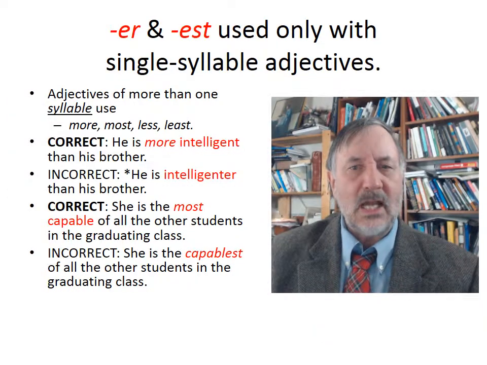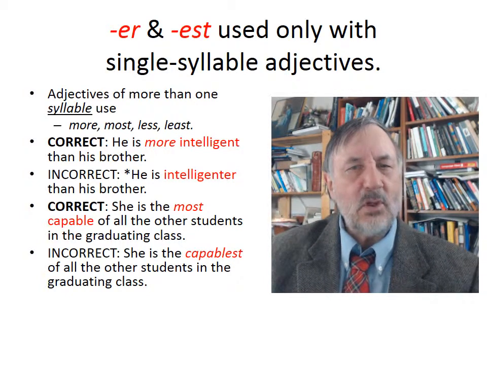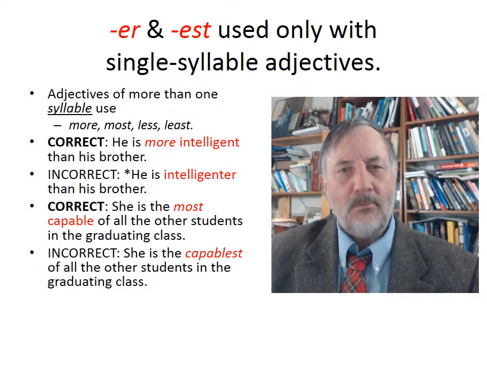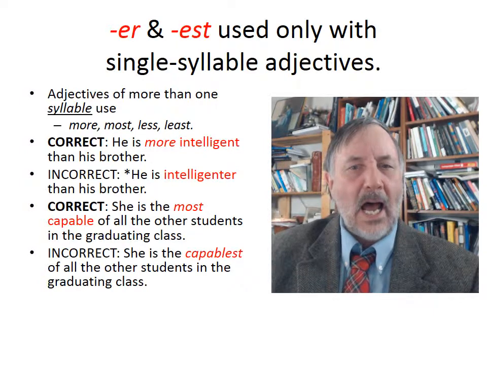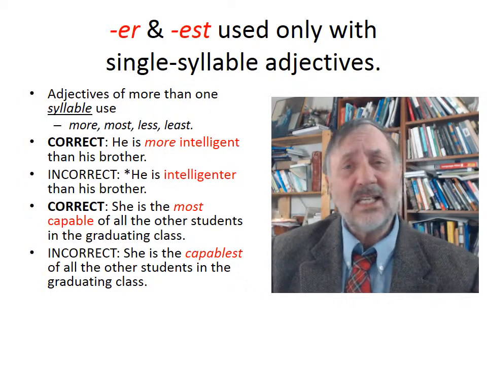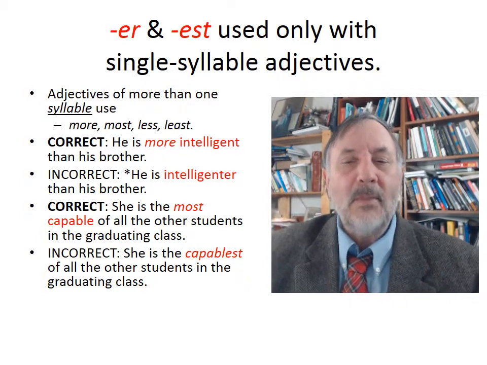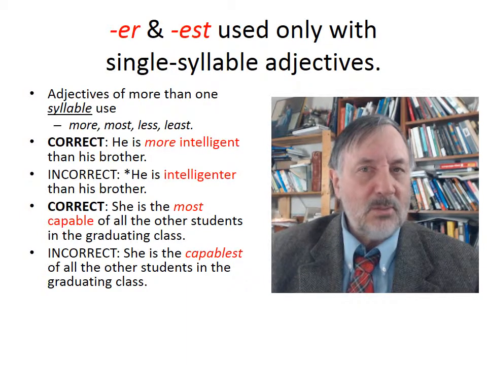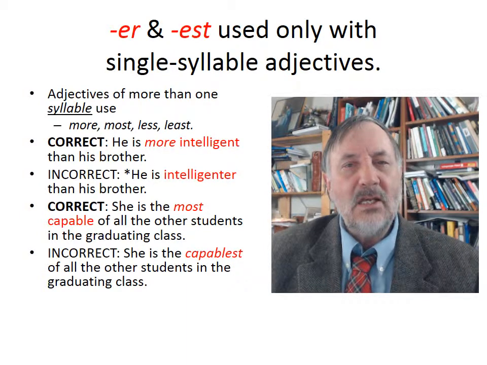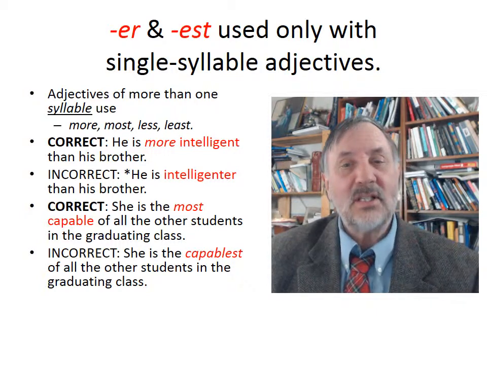One thing to note is that the ER and EST endings are only used with single syllable adjectives. And so I cannot say he is intelligenter than his brother. I can say he is smarter than his brother, but I cannot say he is intelligenter than his brother. That doesn't work, I'm afraid. And so what we use with multiple syllable adjectives is a word such as more or less. He is less intelligent than his brother. He is more intelligent than his brother.